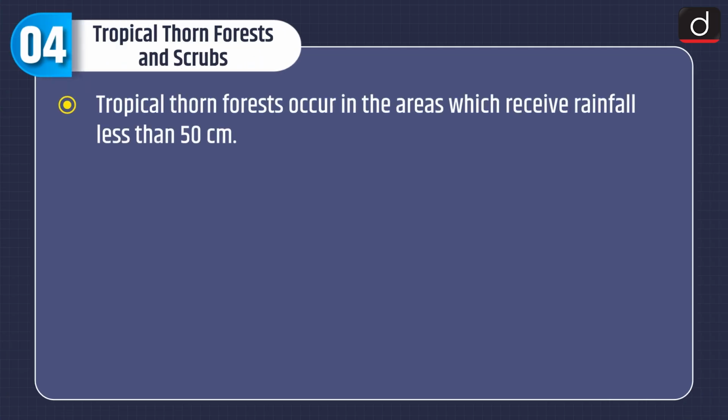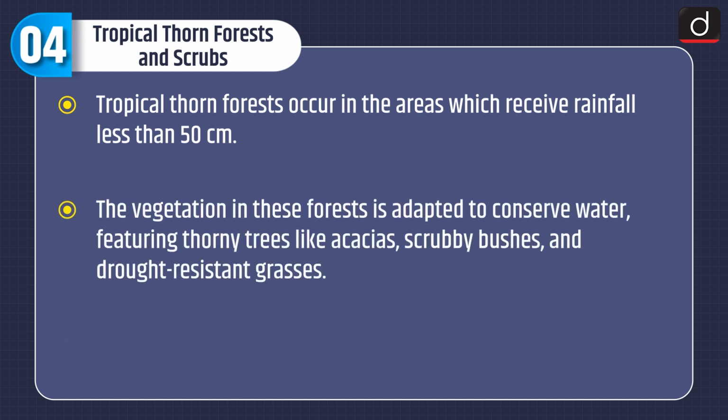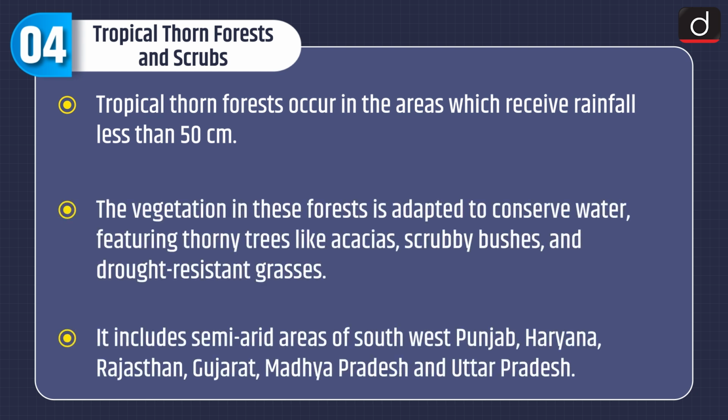Tropical thorn forest and scrubs. Tropical thorn forests occur in the areas which receive rainfall less than 50 cm. The vegetation in these forests is adapted to conserve water, featuring thorny trees like acacias, scrubby bushes, and drought-resistant grasses. It includes semi-arid areas of southwest Punjab, Haryana, Rajasthan, Gujarat, Madhya Pradesh, and Uttar Pradesh.